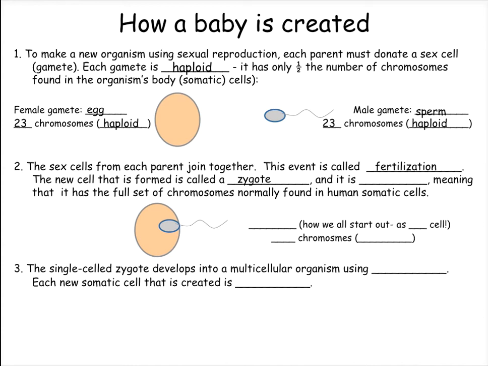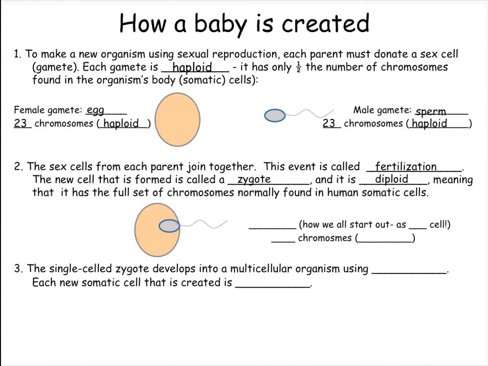The reason that this is the first thing that we consider to be a body cell of a new human being is because unlike either the egg or the sperm by itself, the zygote is diploid, meaning that it has the full set of chromosomes that are needed to make a normal human somatic cell.